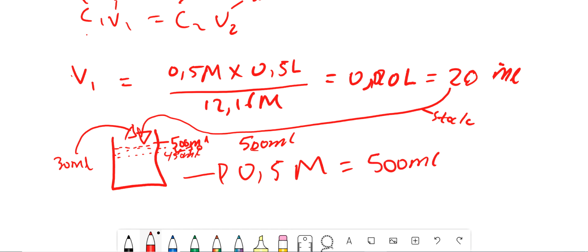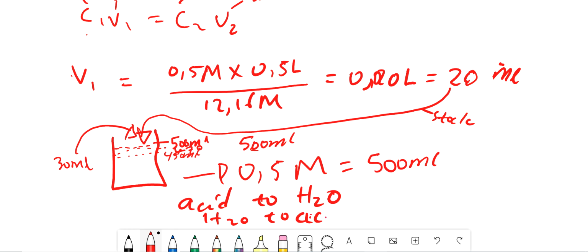Okay, so what is often asked is, is it acid to water or water to acid? Sometimes they ask you this question, and the answer here I already gave it. Every time you have to add the acid to water, not water to acid. This is a no-go area.